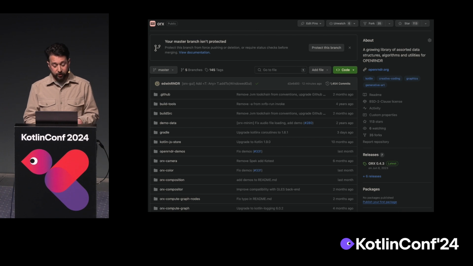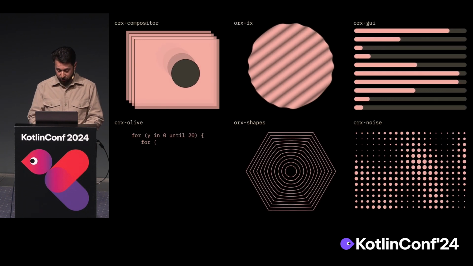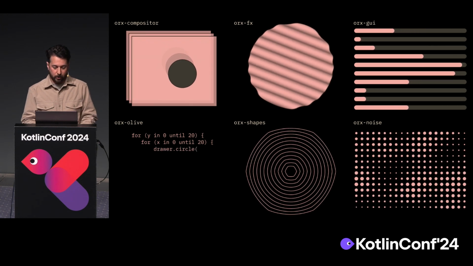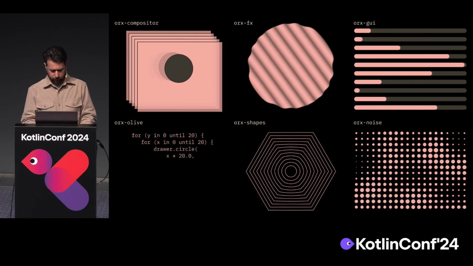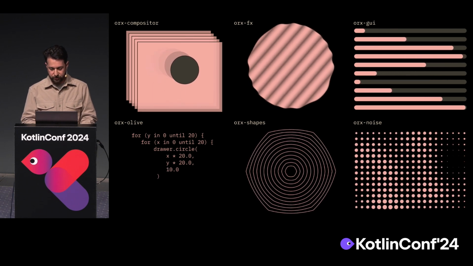Next to the OpenRNDR project, there's also ORX, which stands for the OpenRNDR Extras, and that repository contains a ton of highly composable extras to OpenRNDR. Just to give you an example, there's a compositor extra that allows you to work in layers. There's ORX Effects, which is a collection of shaders that can be used for post-processing.